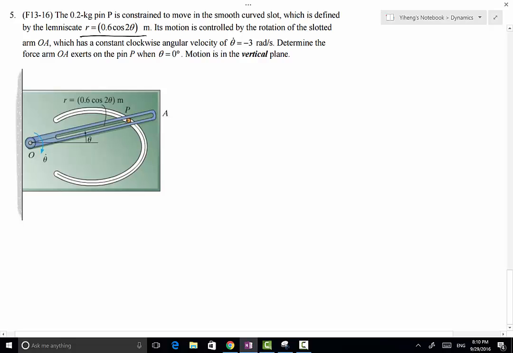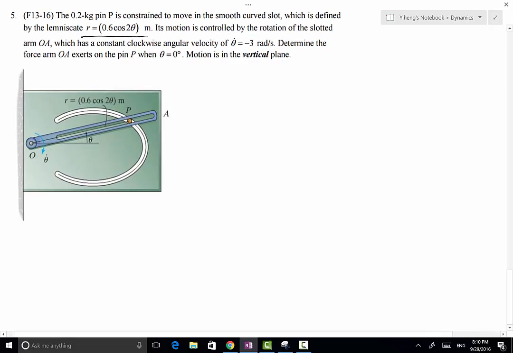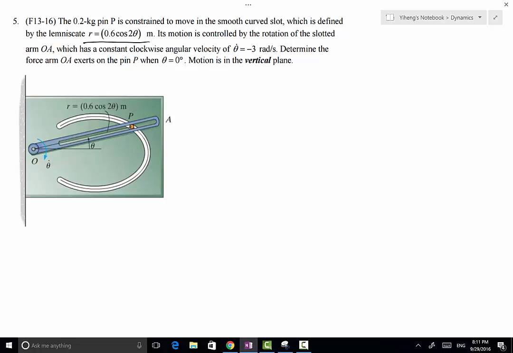So as you can see, by definition, counterclockwise is a positive direction for theta. Therefore, a clockwise rotation will have a -3, negative angular velocity. Theta dot is the time derivative of angle theta, which is the angular velocity. So we need to determine when theta equals 0 degree, what is the force that arm OA exerts on the pin. Motion is in the vertical plane, which means that we do need to consider weight.